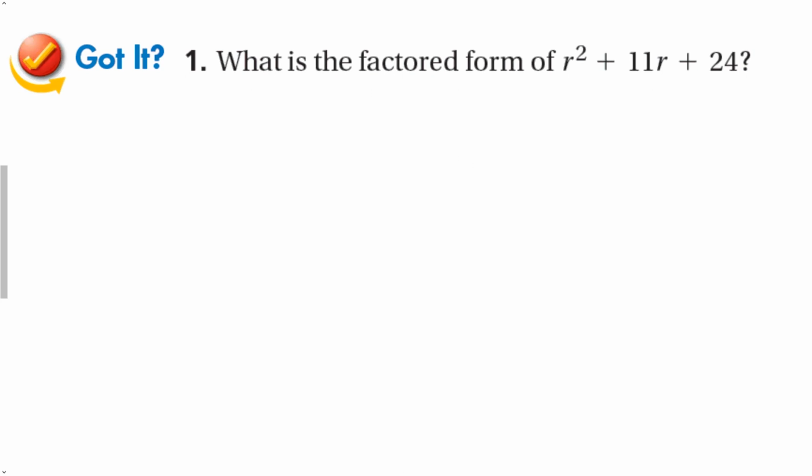Okay, so first, factor this. So I want the factors of 24 that add to 11. To figure out the factors of 24, that's going to be 1 and 24. If I add those together, I get 25. No good.